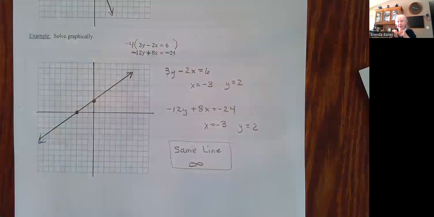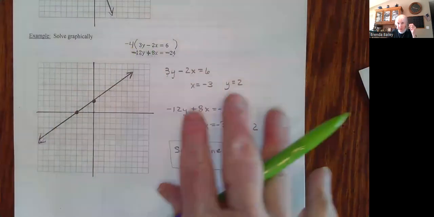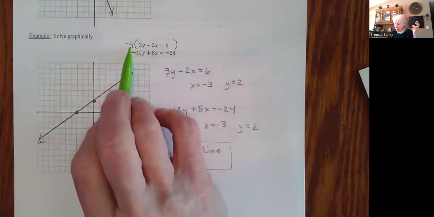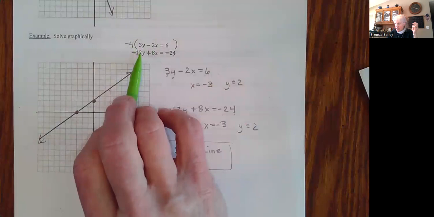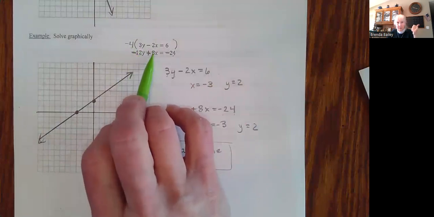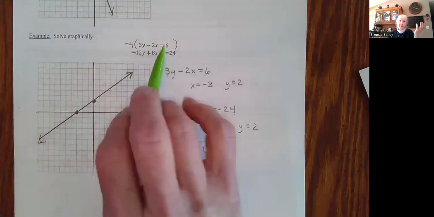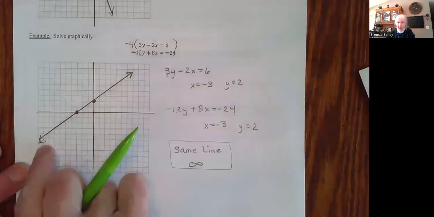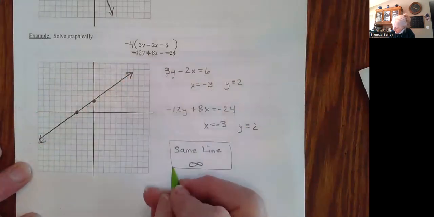So when that happens, if you can recognize that without going through the whole solution, if you can recognize, wow, if I multiply this by -4, it matches this one, number and sign both, on every term, I automatically know we have an infinite number of solutions. They're the same line. And we say that this is dependent. So when they're the same line, they're dependent.